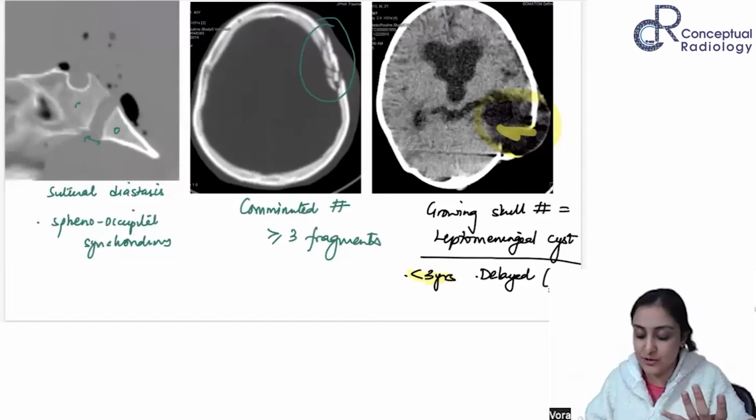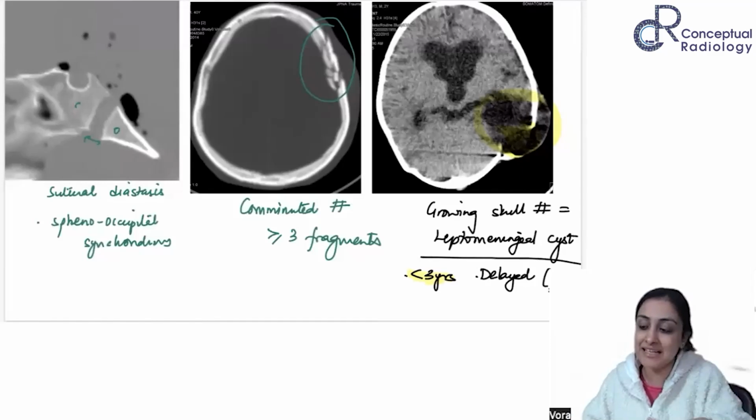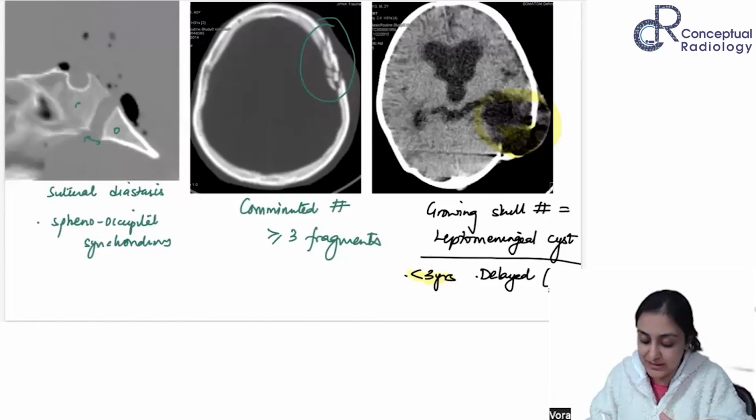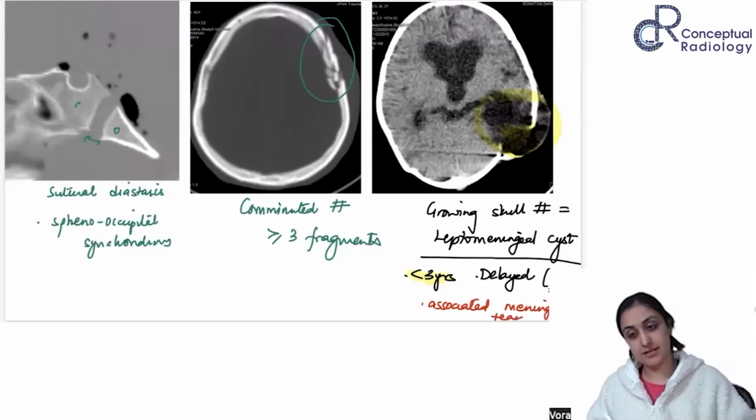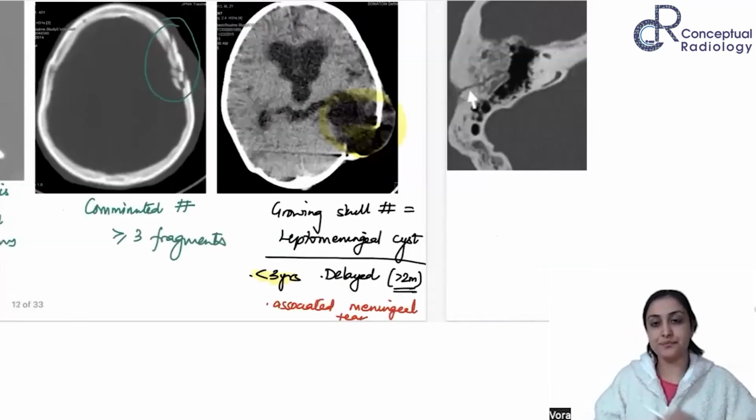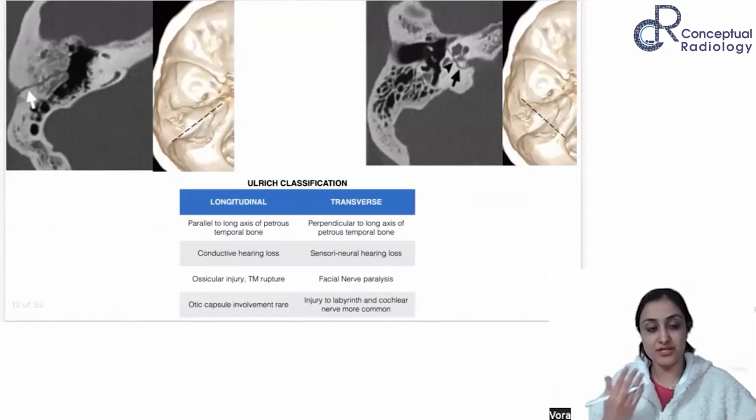And what it will lead to, basically, this constant flow of CSF results in a non-healing fracture. So whenever you have an associated meningeal tear, that is the pathophysiology, you are going to have this leptomeningeal cyst. Okay, understood this? So this is about the types of skull fractures.